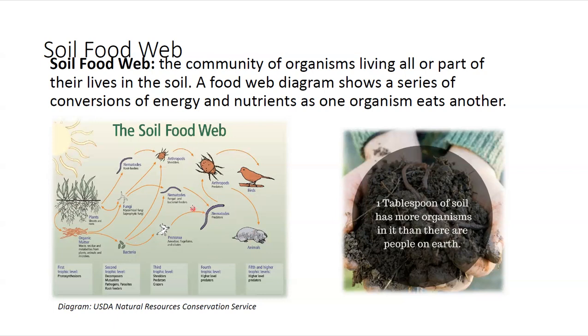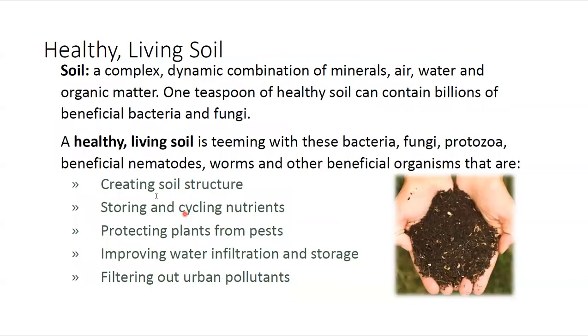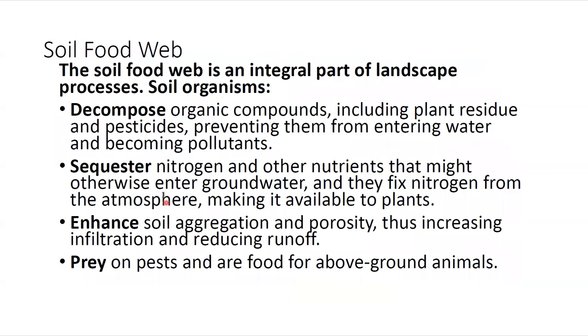And if we have all of these things in a soil profile, generally we have a pretty good soil food web, and it's going to be doing all of these things. The soil food web is an integral part of the landscape process. Soil organisms decompose, sequester, enhance, and prey. Okay, so a healthy soil food web is a balanced system.